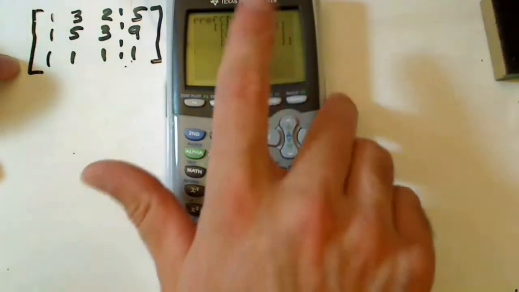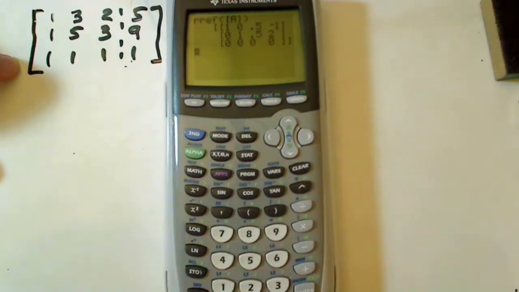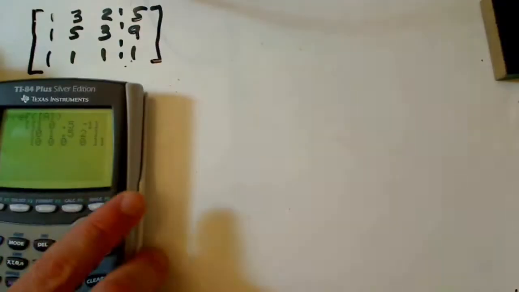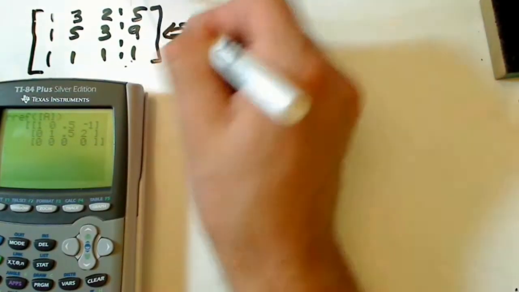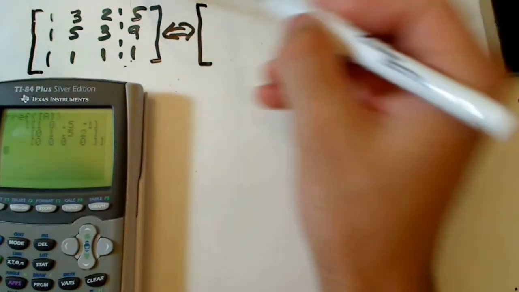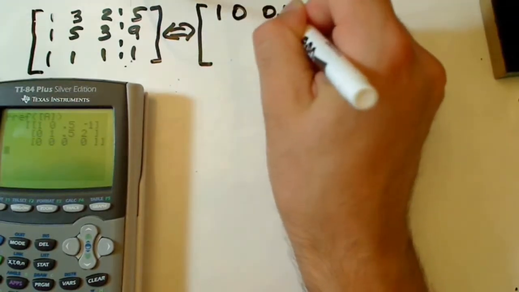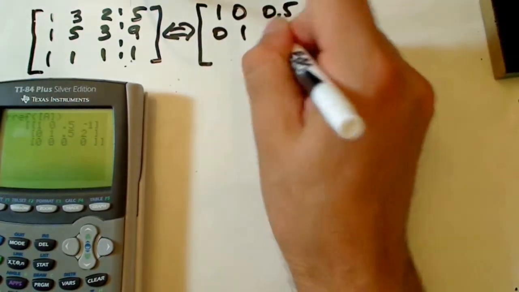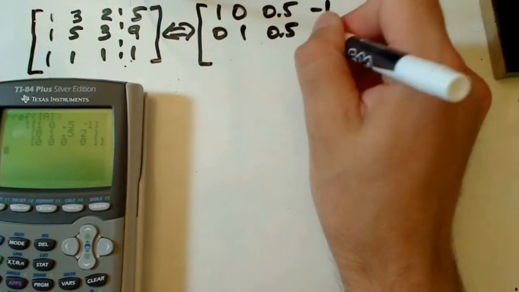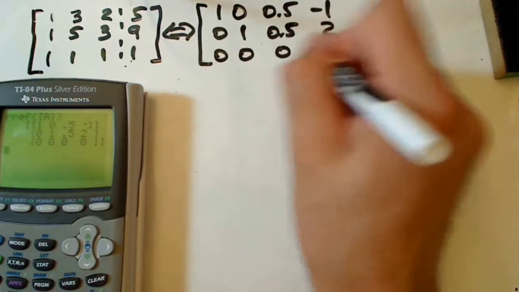Now this is our representation of reduced row echelon form. It means our matrix is similar to 1, 0, 0.5, negative 1, 0, 1.5, 2, 0, 0, 0, 0.